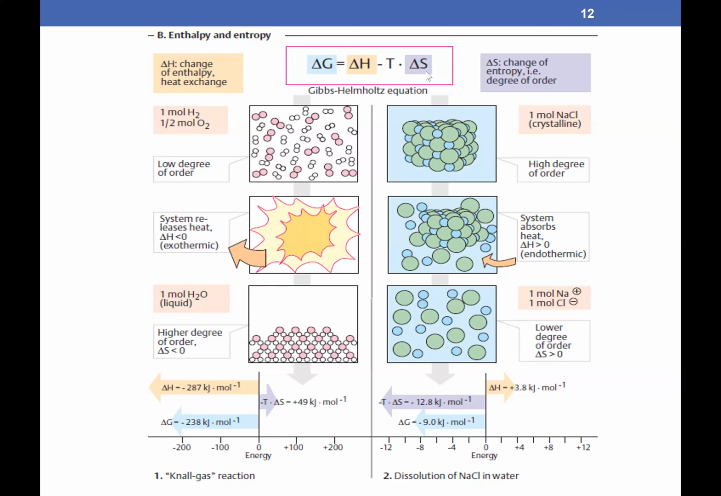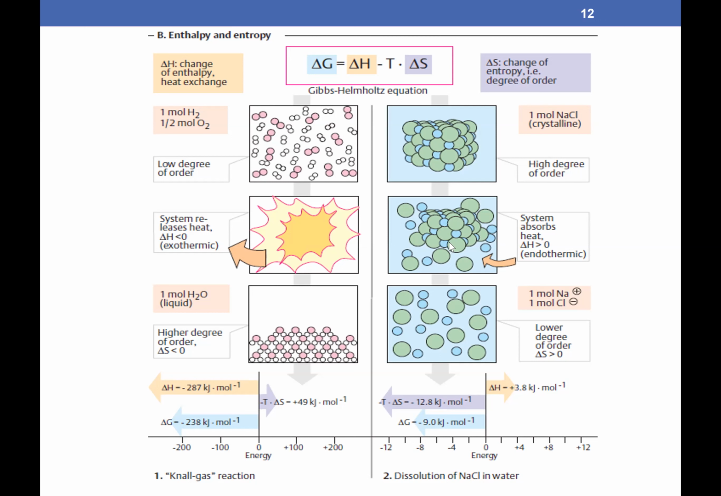Here, I have sodium chloride, which is salt, the normal table salt, dissolving in water. So the solid structure of the crystals of salt is very ordered, like it's so tightly packed together. So very ordered means less entropy, because entropy is a measure of disorderliness.